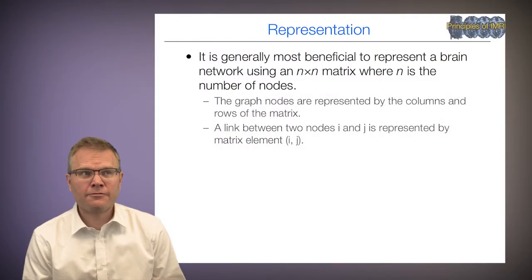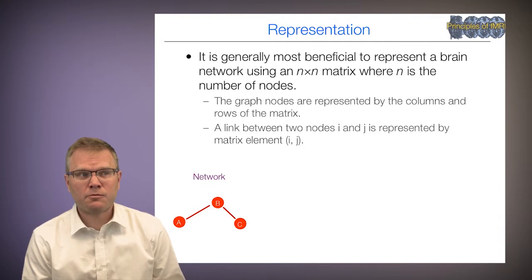It's generally beneficial to represent a brain network using an n by n matrix where n is the number of nodes. Here the graph nodes are represented by columns and rows of the matrix, and a link between two nodes i and j is represented by matrix element ij.